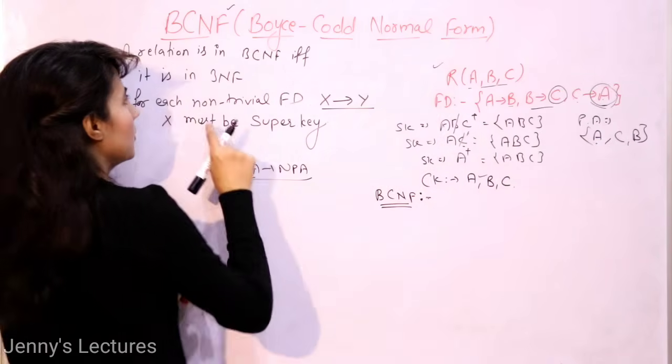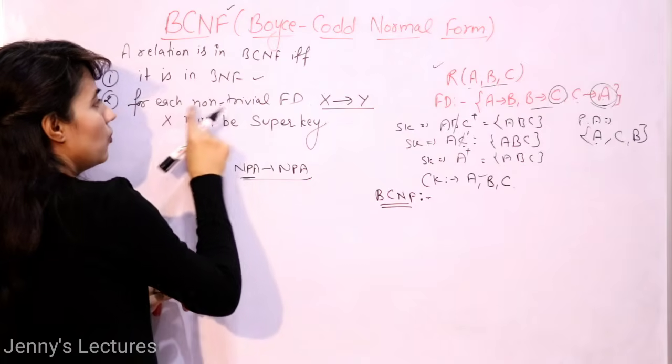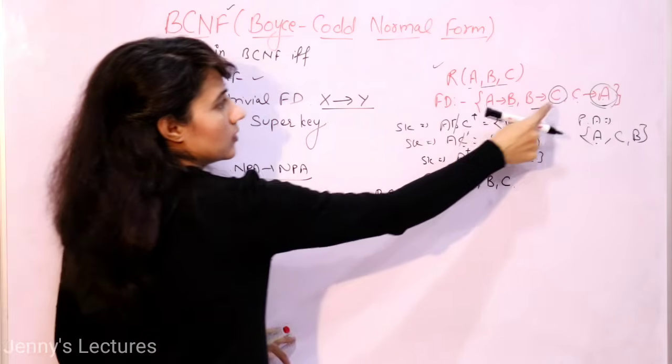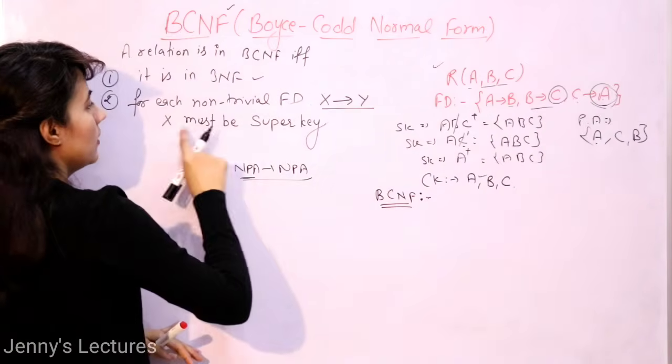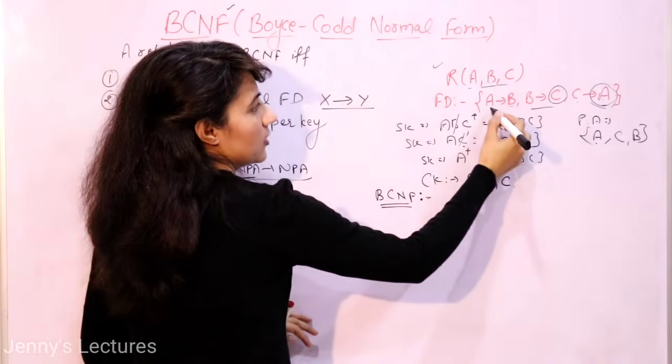Check for BCNF. For each non-trivial functional dependency, these three are non-trivial functional dependencies, X must be a super key. Check this: the left hand side must be a super key.